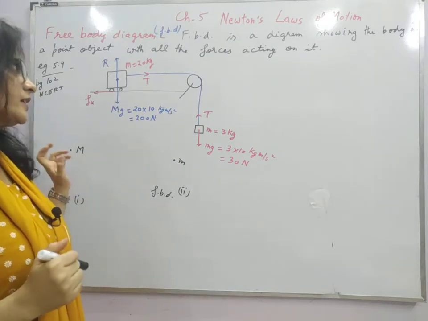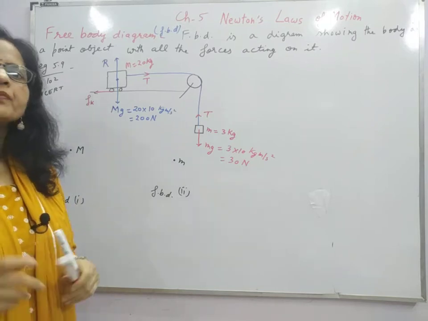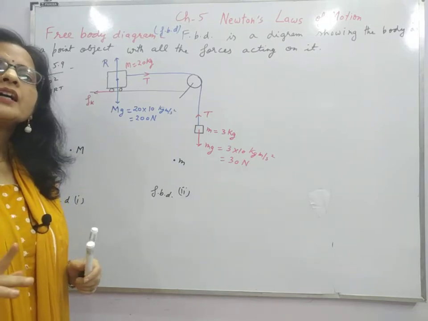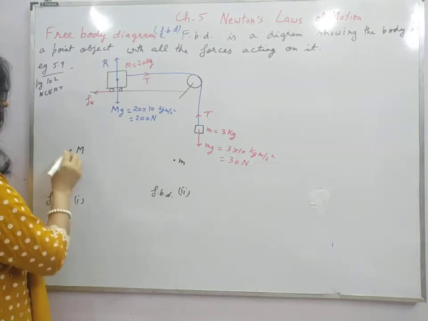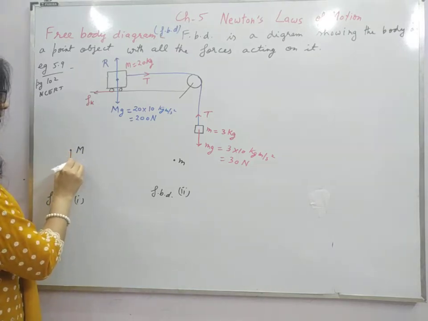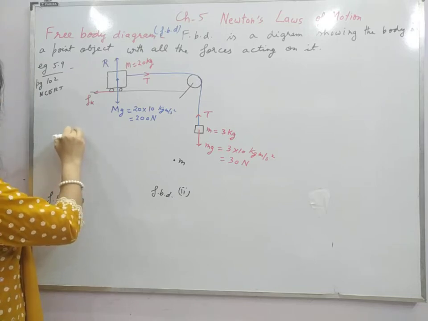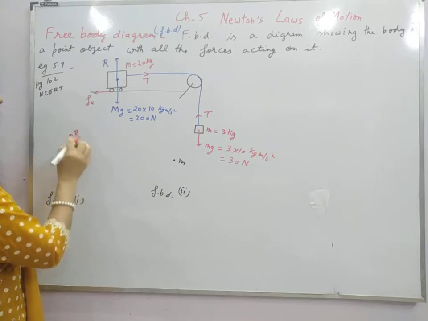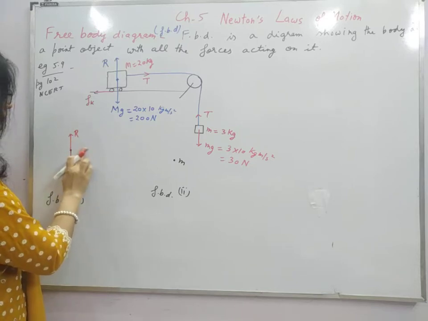What is the next step? First step was consider each body as a point mass. What was the second step? Second step was mark all the forces acting on the body. So let's check this. This is mg. This is normal reaction. This force is tension.